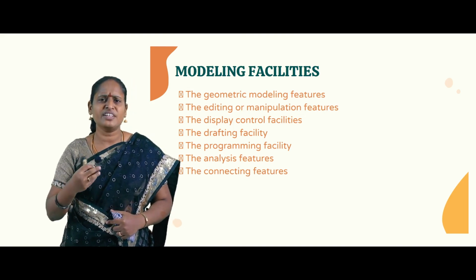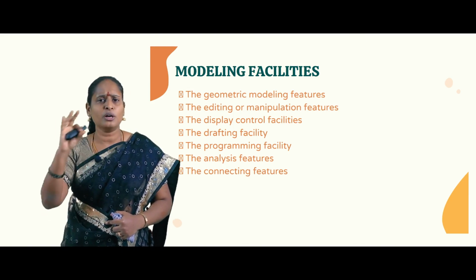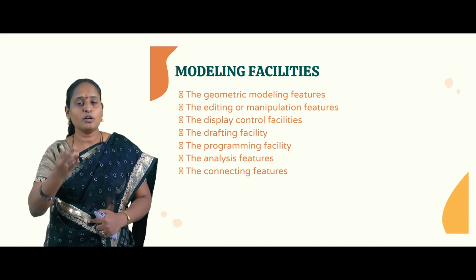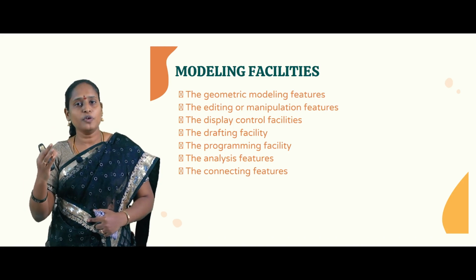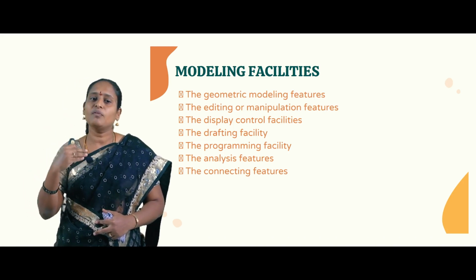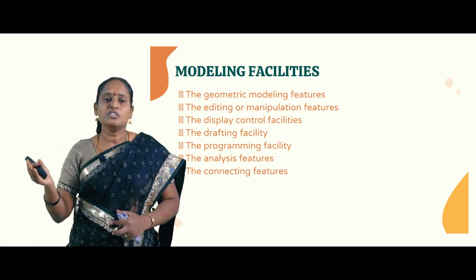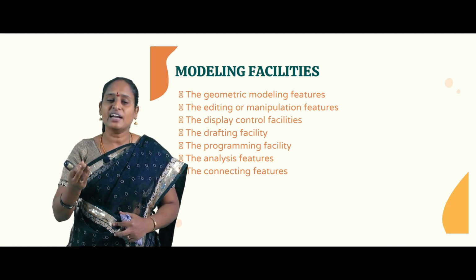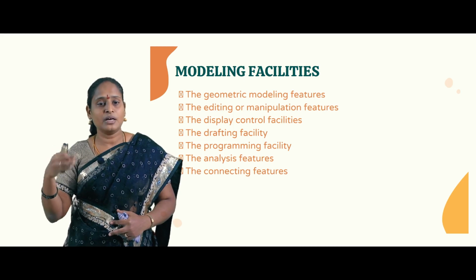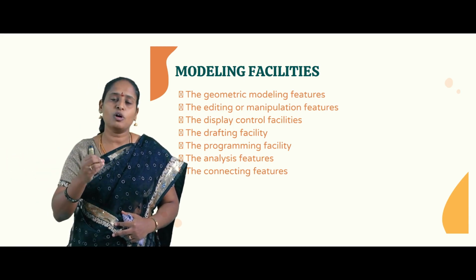Next, your drafting facility, meaning drawing facilities. You can draft how you want to make your view and representation. It may be a catalog view, an exploded view, or any production drawing. These are the things we can see in the drafting facility. With programming, we can convert from one to the other. The analysis feature can also be easily done here, and I can connect the features from one software to another easily. So this is what we are seeing in this class, the modeling facilities.